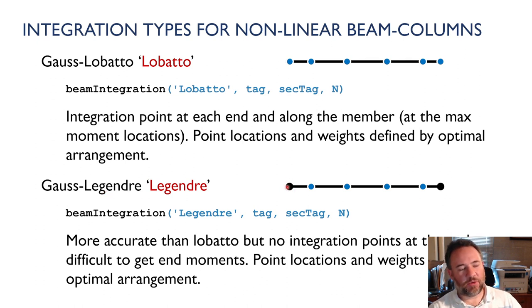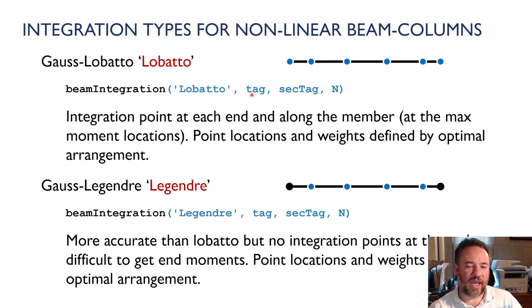So probably more common for distributed plasticity is to use Gauss-Lobatto, which includes integration points at the very ends. Then I can look at this section in a recorder and say I want to see the section moment, the section shear, the section axial force, the section strain, the section curvature, and I can even find the strain in a specific fiber in this section. So then I can do it at the end. So I say Legendre is the type.